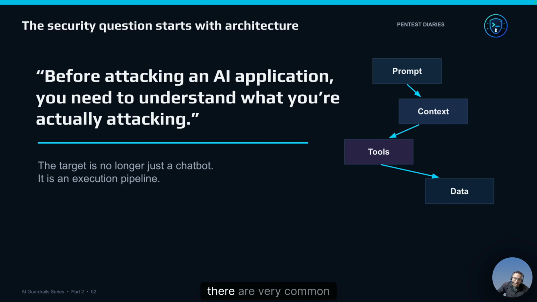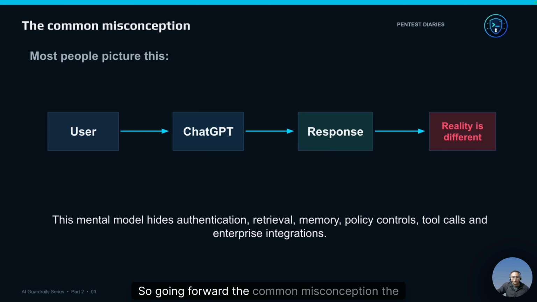But there is a very common misconception about how that pipeline actually looks. So, going forward, the common misconception: the simplistic user, chatbot, response model, with the hidden protection components such as authentication, retrieval, memory, policy controls, tools, and enterprise integration.